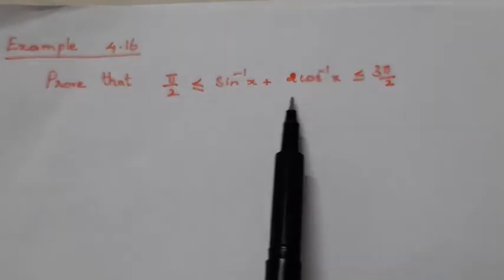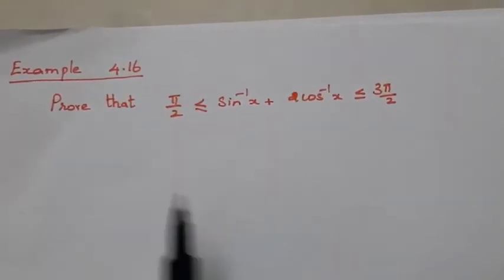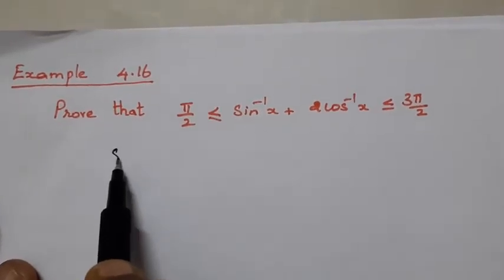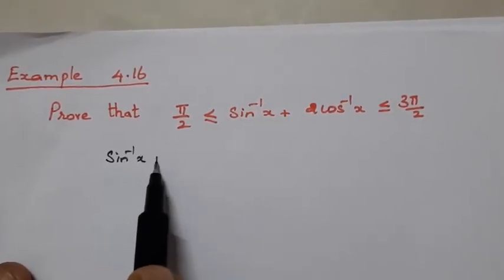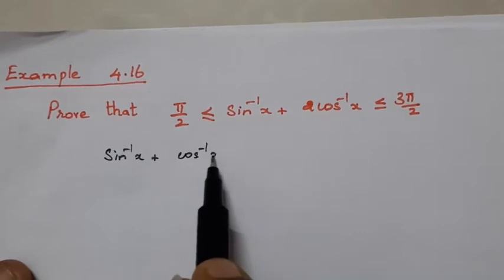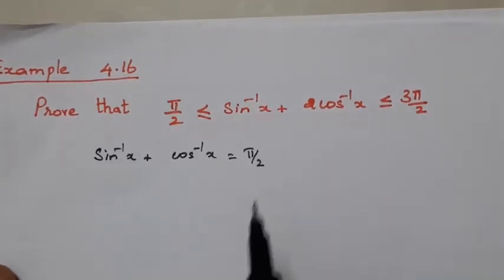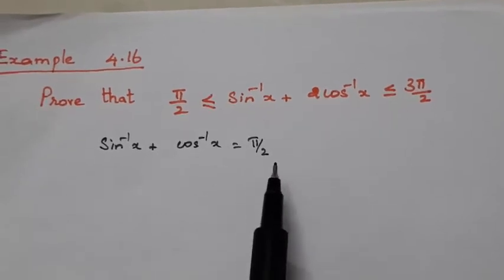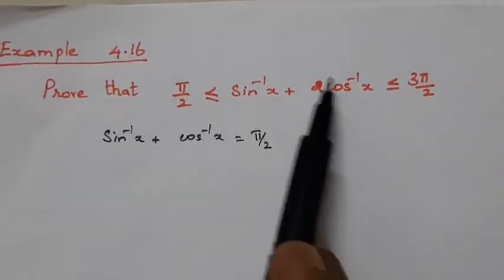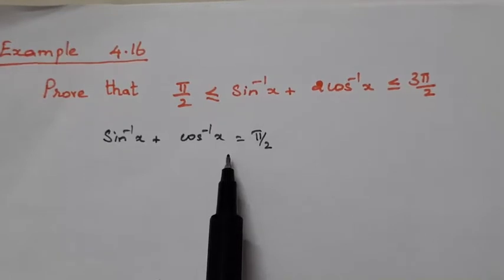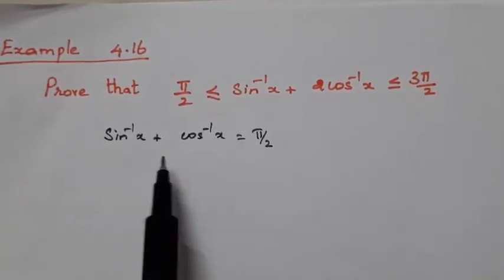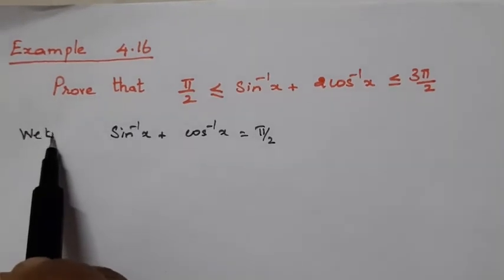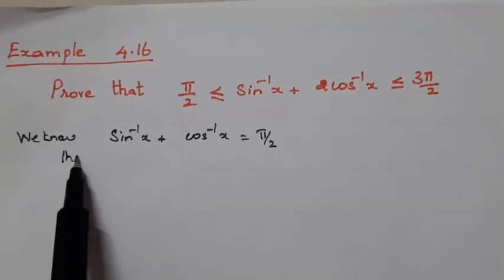See, by looking at the center part, I can remember the co-function inverse identity, that is sin inverse of x plus cos inverse of x is equal to pi by 2, which is property number 5, which is called co-function inverse identity. Okay. So, we are going to utilize that property. So, we know that sin inverse of x plus cos inverse of x is equal to pi by 2. So, let us utilize this.